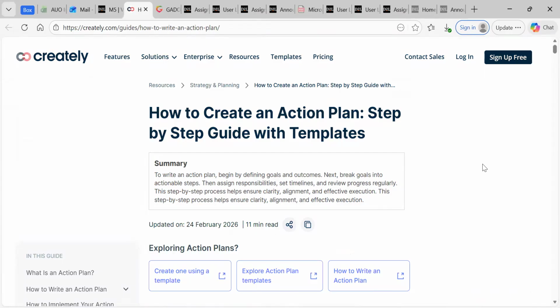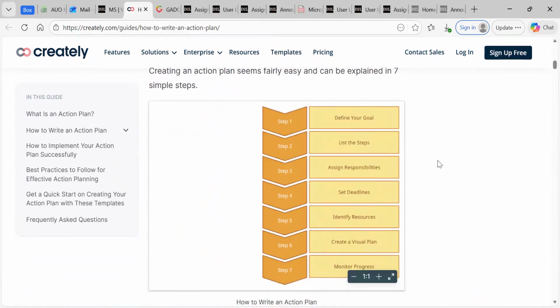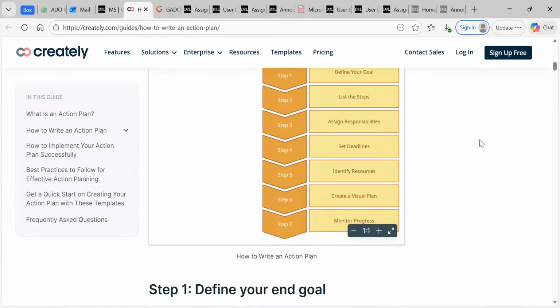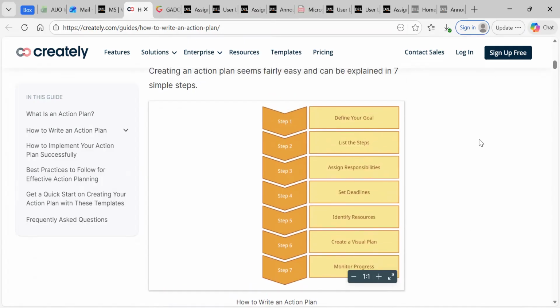So there's a resource here, how to create an action plan. You do not need to sign up for a Creately account, but this shows you the 7 steps that need to be completed in, or included in, your action plan. So your action plan needs to look something like this. Again, you do not have to create it through Creately. You can use Canva, whatever applications you want to use. Just make sure it has these 7 steps.